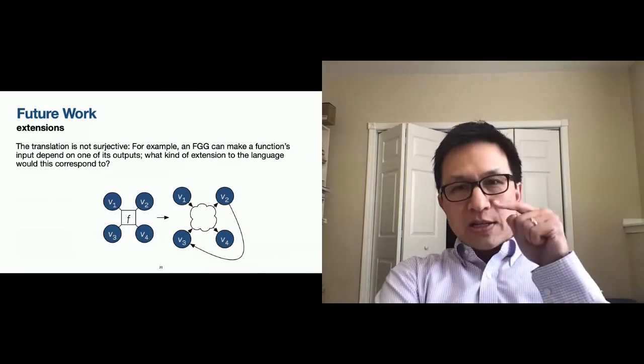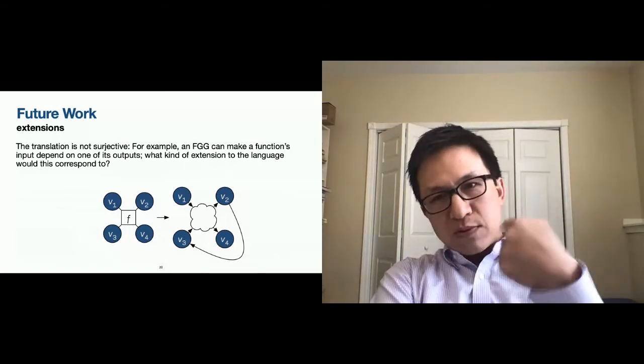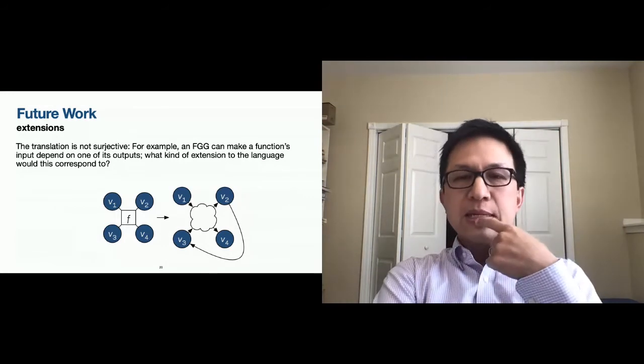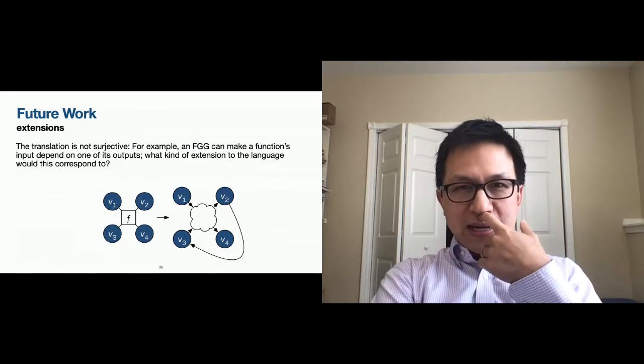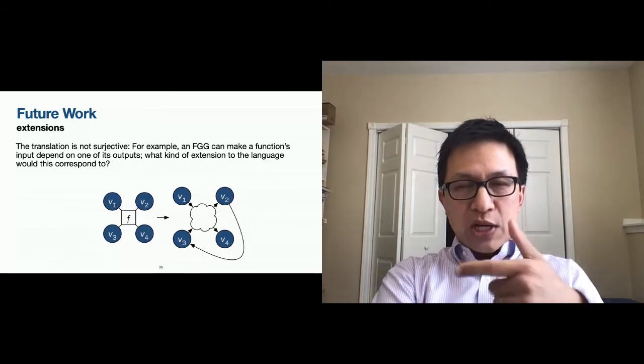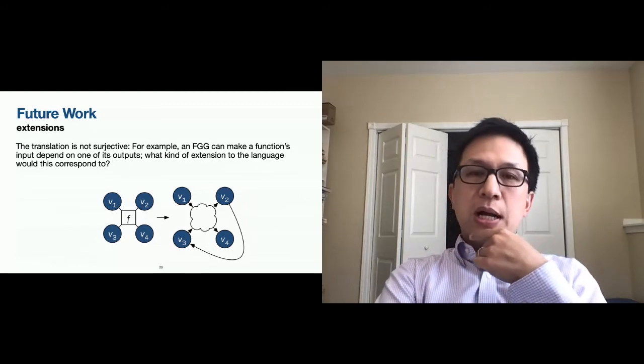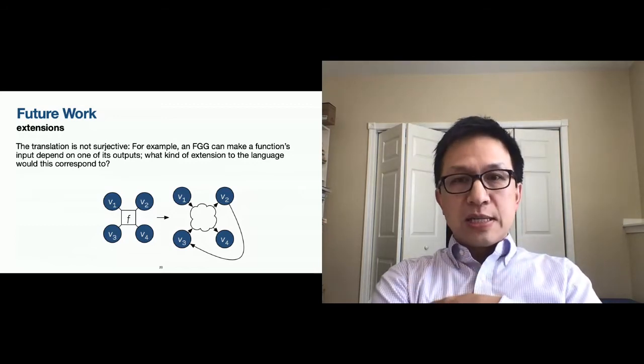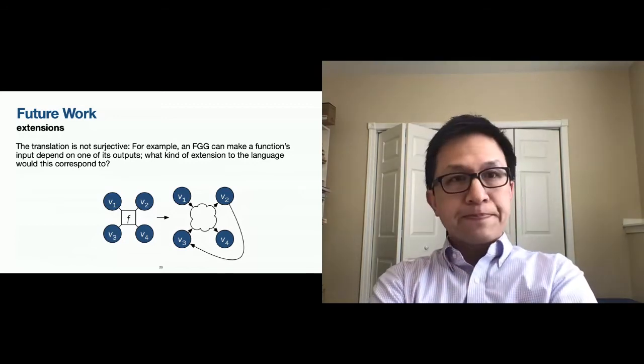So this is a function that conceptually you would enter twice or more times. And that feels like some kind of a coroutine or a generator or something like that. But I have not yet worked out what kind of change we would need to make to the programming language to expand the set of FGGs that the translation would generate.